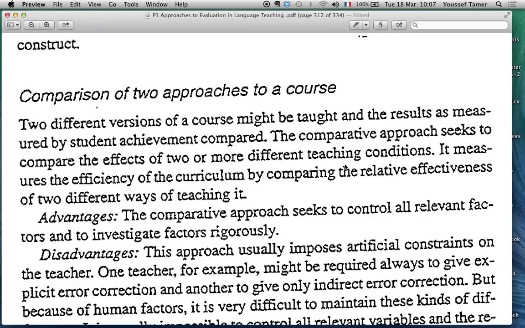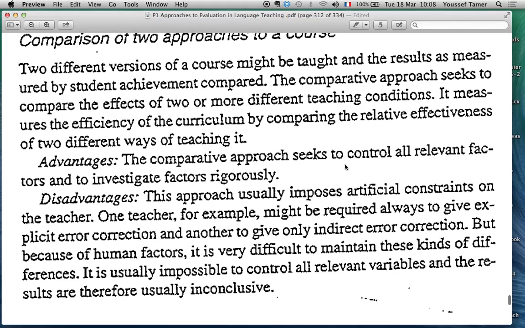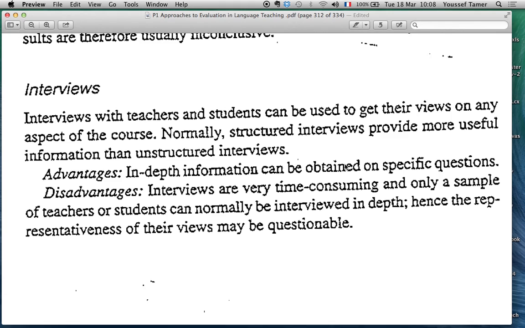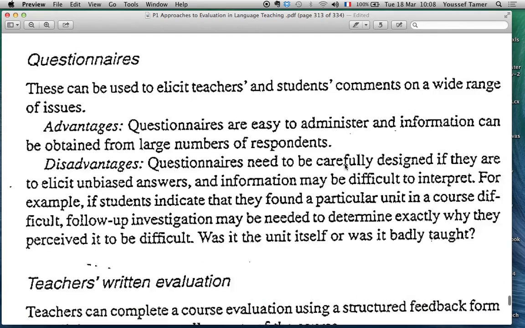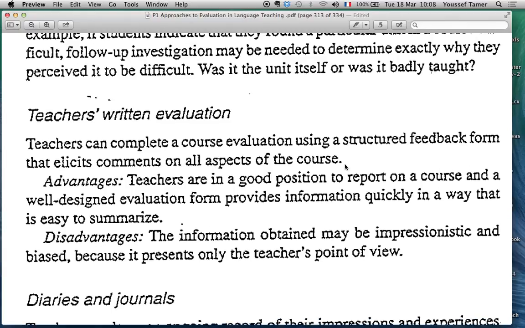Comparison of two approaches to a course. Let's call it just comparison. You compare this course with another similar course and how it has been conducted. That's one way of doing evaluation, comparison of two courses. Interviews, questionnaires, teachers' written evaluation, because we talked about reflective, descriptive evaluation of teachers. They write something like their reflection.